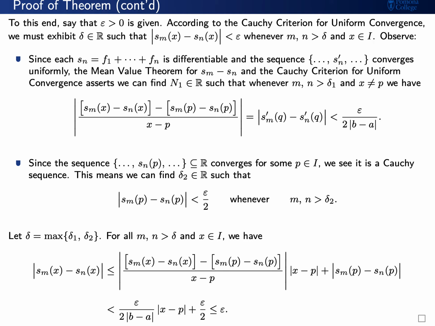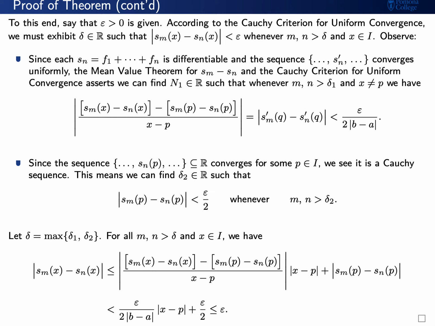Putting both of these together, let's let delta be the max of these delta 1 and delta 2. Then for all m and n greater than delta and any x in I, we see that the absolute value of Sm of x minus Sn of x must be less than epsilon over twice absolute value b minus a times absolute value x minus p plus epsilon over 2.